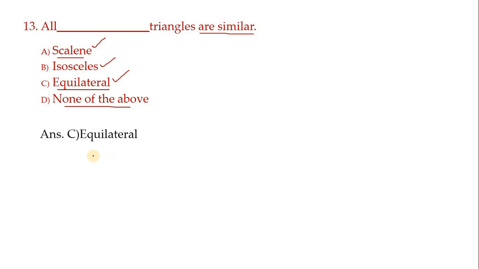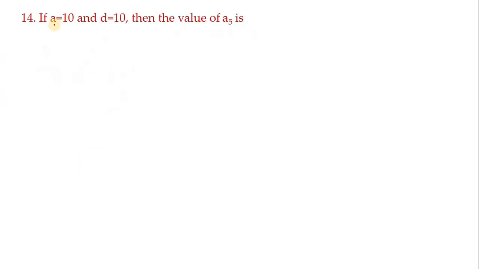You know why? Because in an equilateral triangle all sides are equal, as well as all angles will be equal to 60 degree. Hence equilateral triangle is also called equiangular triangle. So when all angles are equal, automatically under AAA similarity criteria, triangles will be similar. Move on to the next one.